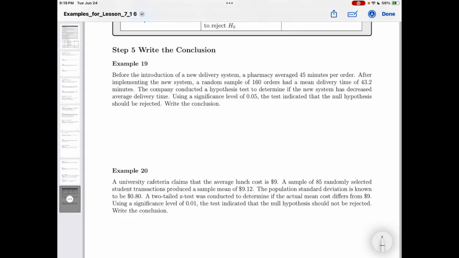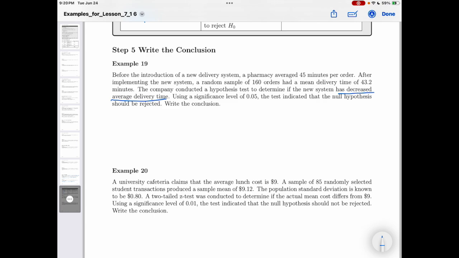All right, now we're on to the last step, which is writing our conclusion. The context says, before the introduction of a new delivery system, a pharmacy averaged 45 minutes per order. After implementing the new system, a random sample of 160 orders had a mean delivery time of 43.2 minutes. The company conducted a hypothesis test to determine if the new system has decreased the average daily time. Using a significance level of 0.05, the test indicated that the null hypothesis should be rejected.